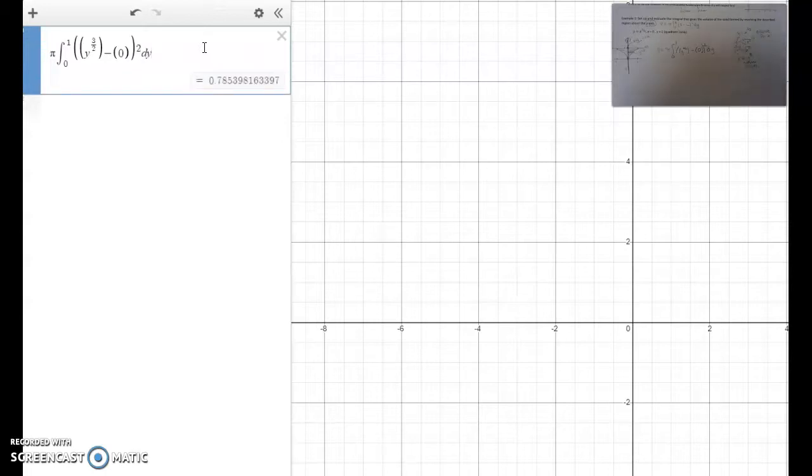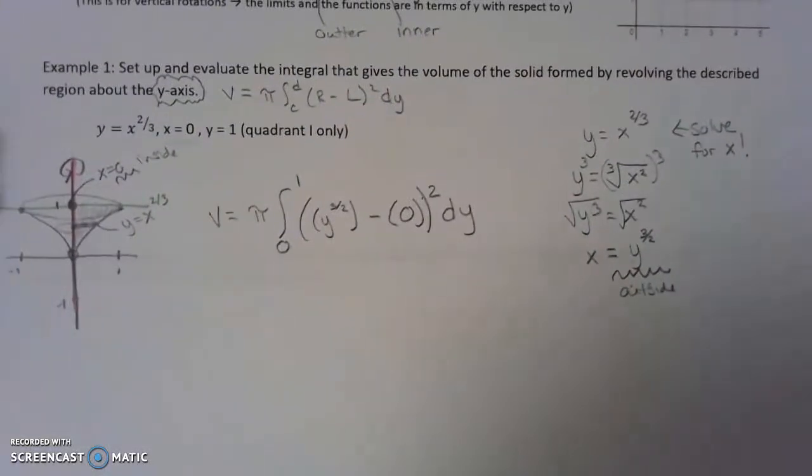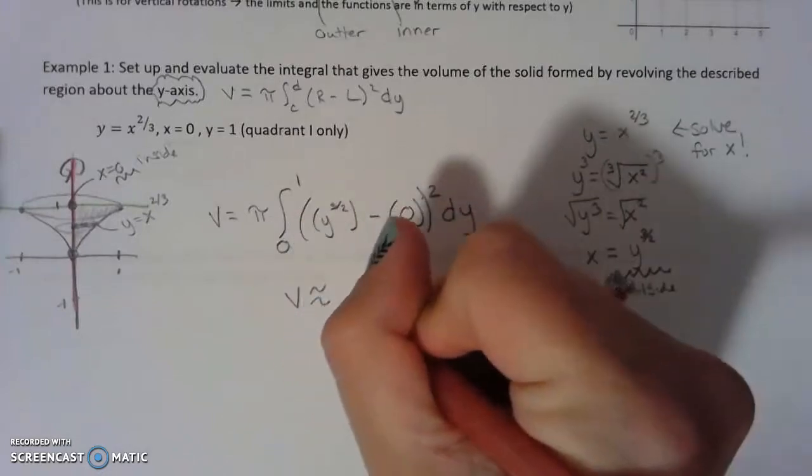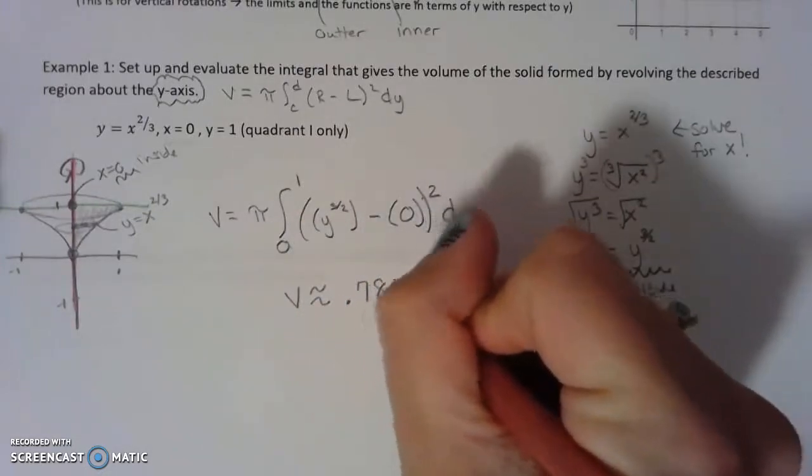We're going to see that the answer we get is 0.78539. Please go ahead and round to 3 decimal places here. So we've got that our volume is approximately 0.785.